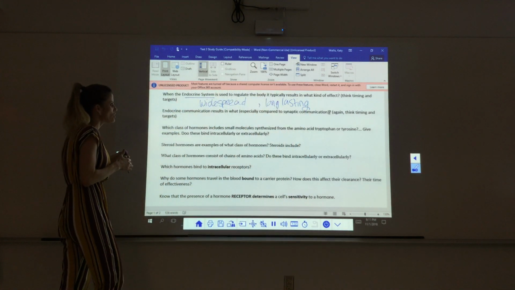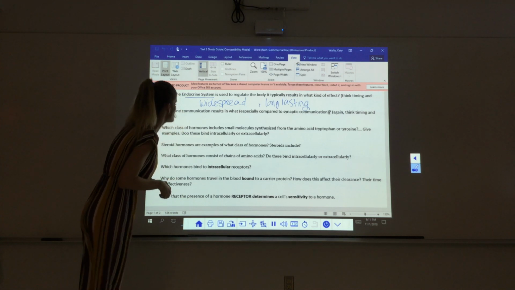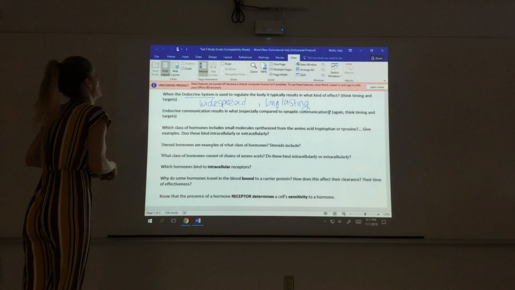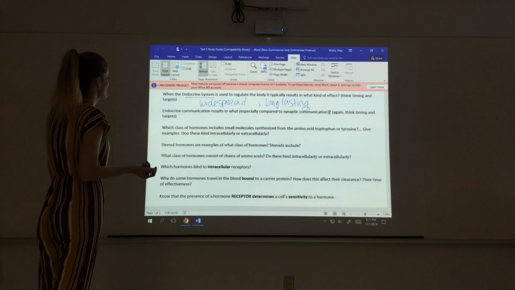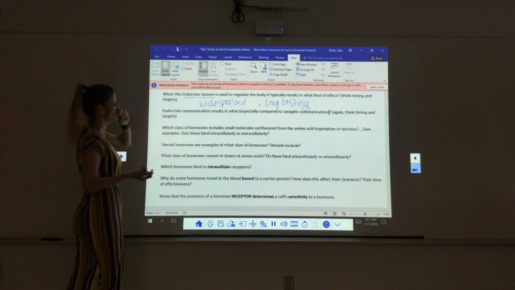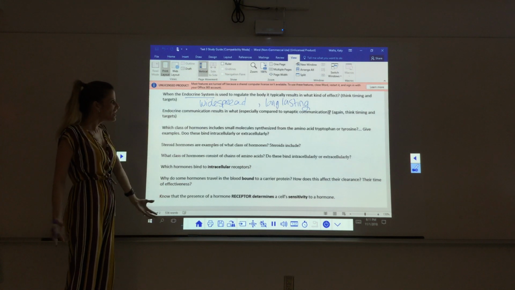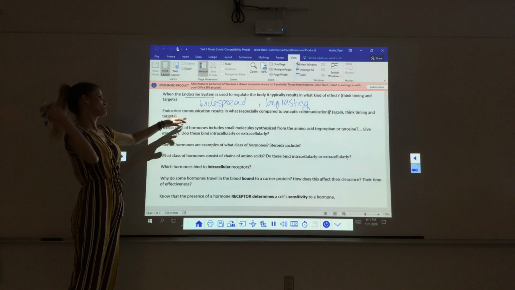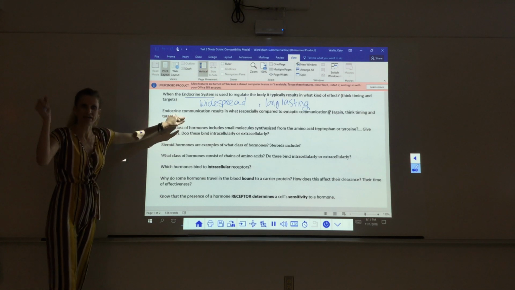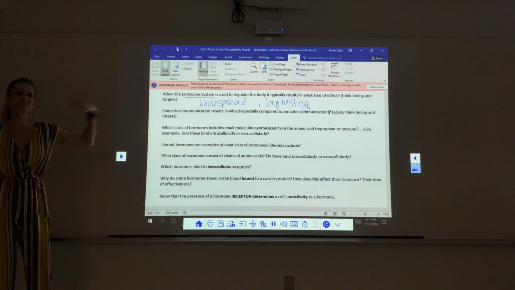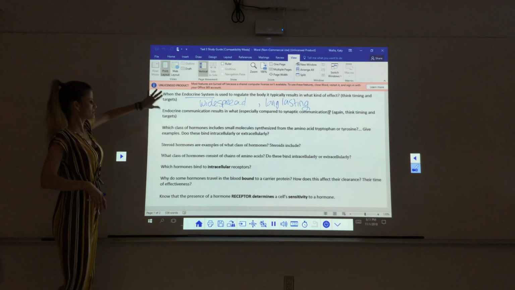Endocrine communication results in what, especially compared to synaptic communication? Again, think timing and targets. This is like the same thing. It's a widespread effect, right? It's long-lasting, so it's used to maintain long-term effects. So not anything you need a rapid response for, something that's ongoing and longer. Again, like growth, reproduction.